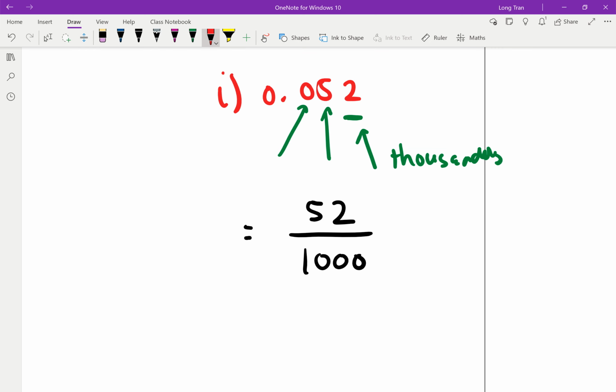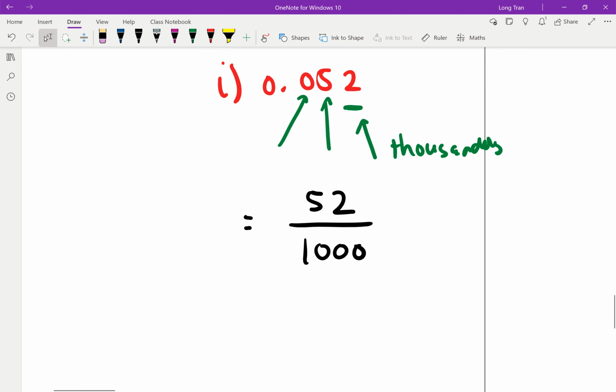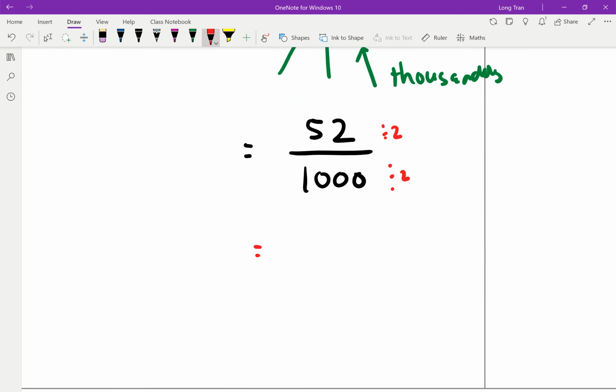Active listening or active note taking? Okay. Eloise, you were saying? 26. Very good. And again, both are even numbers, so we're going to divide them both by 2. When you see even numbers, break them down until you can get to the smallest value. We've got 26 over 500.